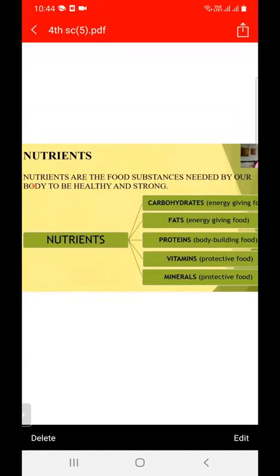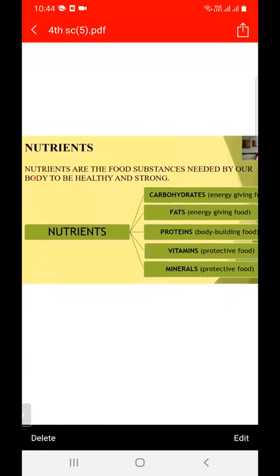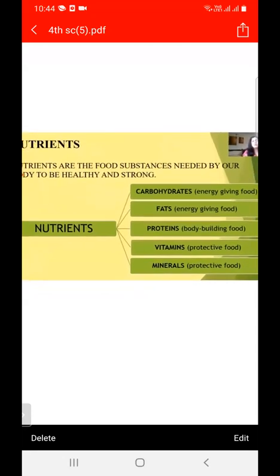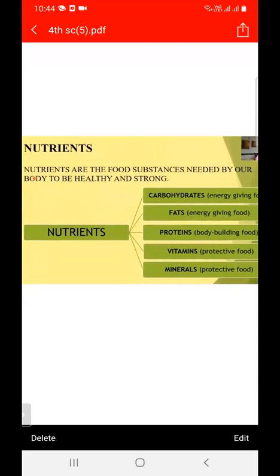And what are the types of nutrients? First is carbohydrates, next is fat, third is proteins, then vitamins, and then minerals. What do you mean by carbohydrates? Energy giving food. And what do you mean by fat? It is also energy giving food. Protein is body building food, and vitamins and minerals are called protective food.